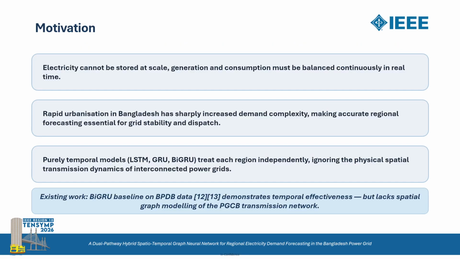Let me begin with the motivation. Electricity has one defining constraint: it cannot be stored at large scale. This means generation and demand must be balanced continuously in real time. Accurate demand forecasting is what makes the balance possible, and it directly affects the grid stability and operating cost.